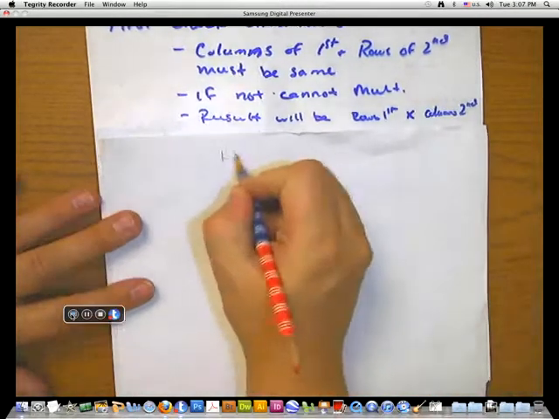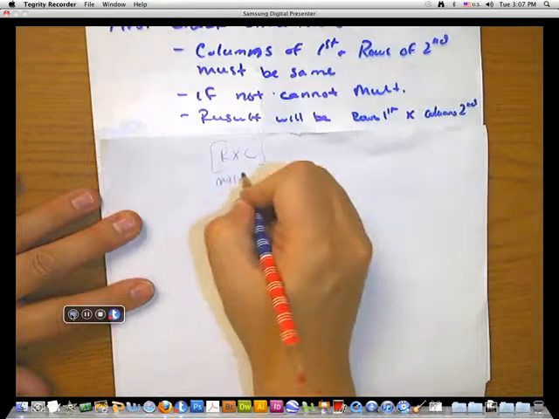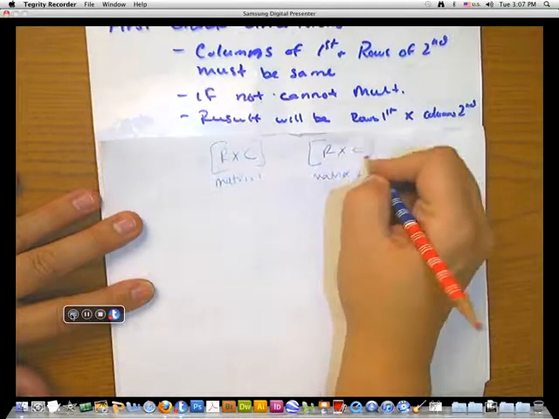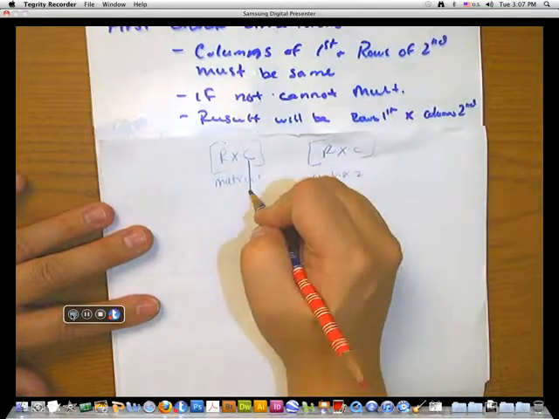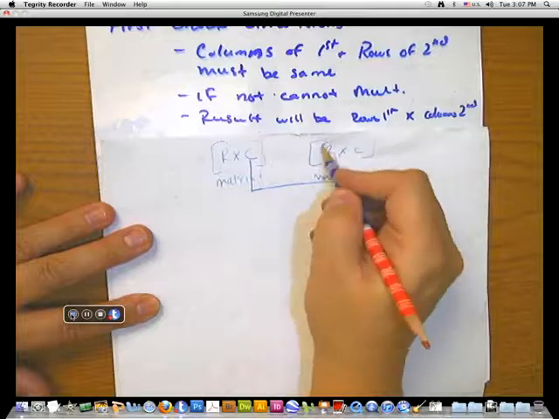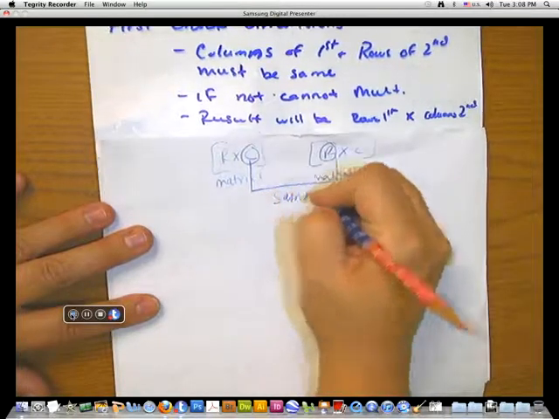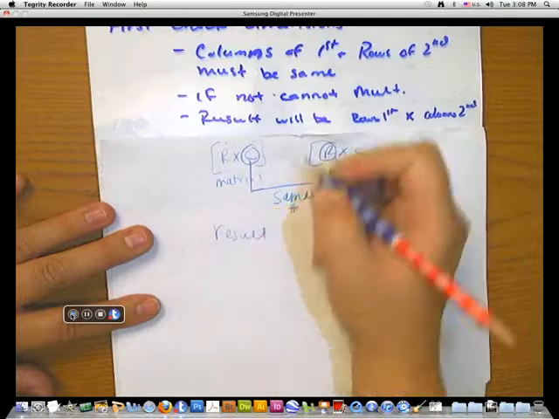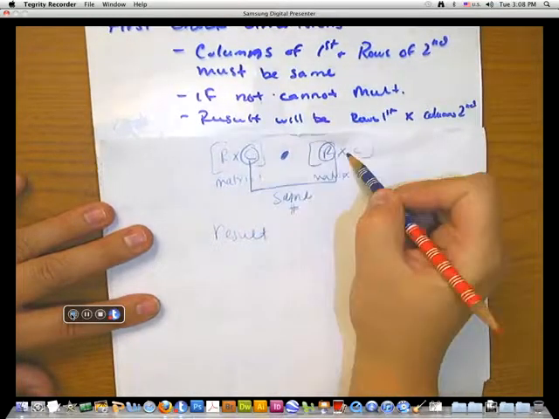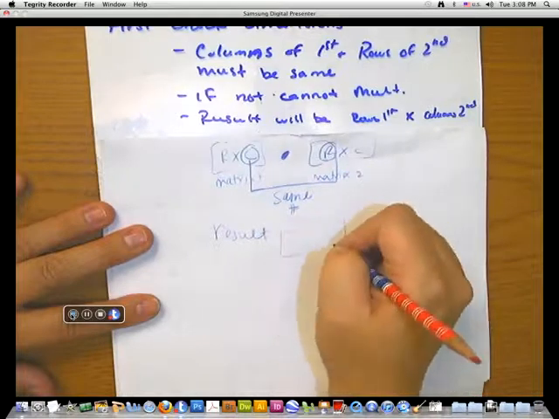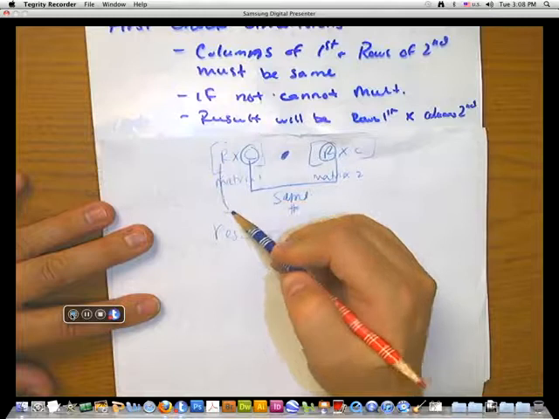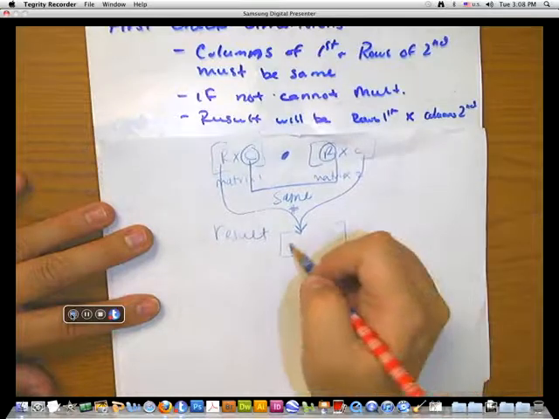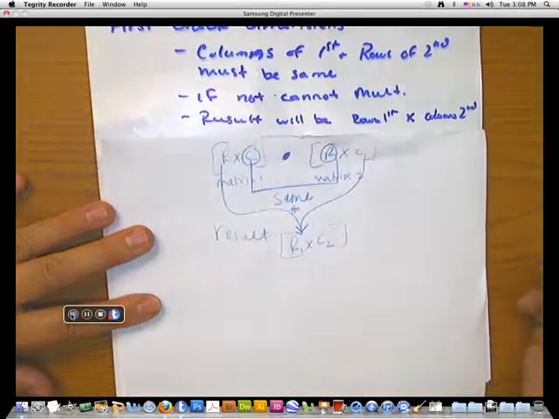Whenever we have a matrix, we have row by column. So we're going to call this matrix 1, and then we have matrix 2, and it's a row by column. The columns of the first and the rows of the second must be the same number. The result, when I multiply these two matrices, is going to be a matrix that is the rows of the first and columns of the second. That's going to be the result.